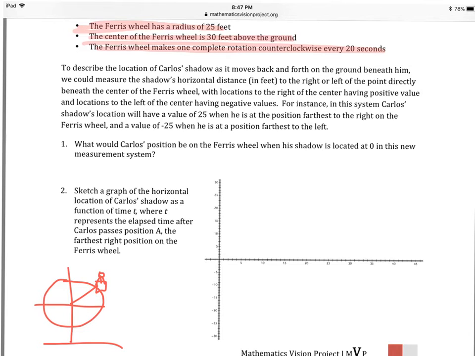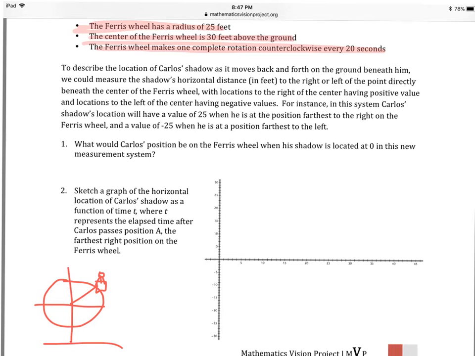Okay, so what we want to do here, to describe the location of Carlos's shadow as it moves back and forth on the ground beneath him, we can measure the shadow's horizontal distance in feet to the right or left of the point directly beneath the center of the Ferris wheel. Okay, so let's kind of figure out what that's talking about.